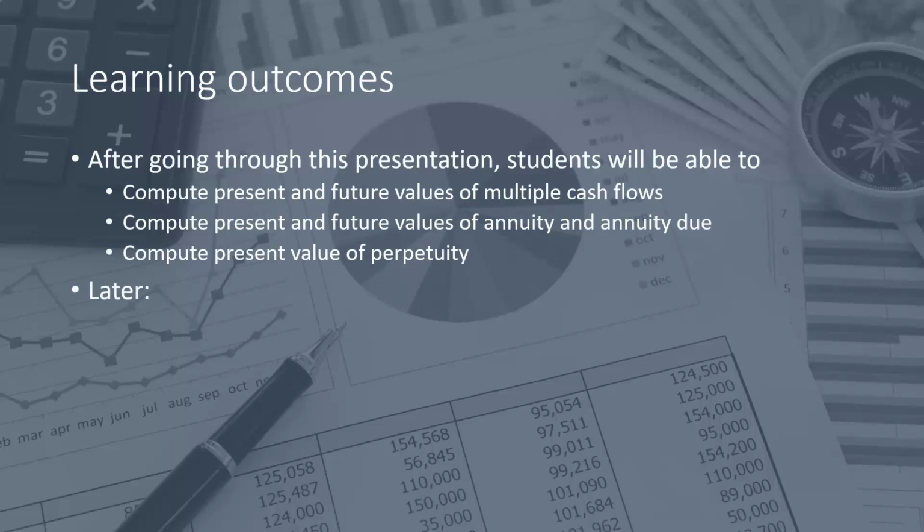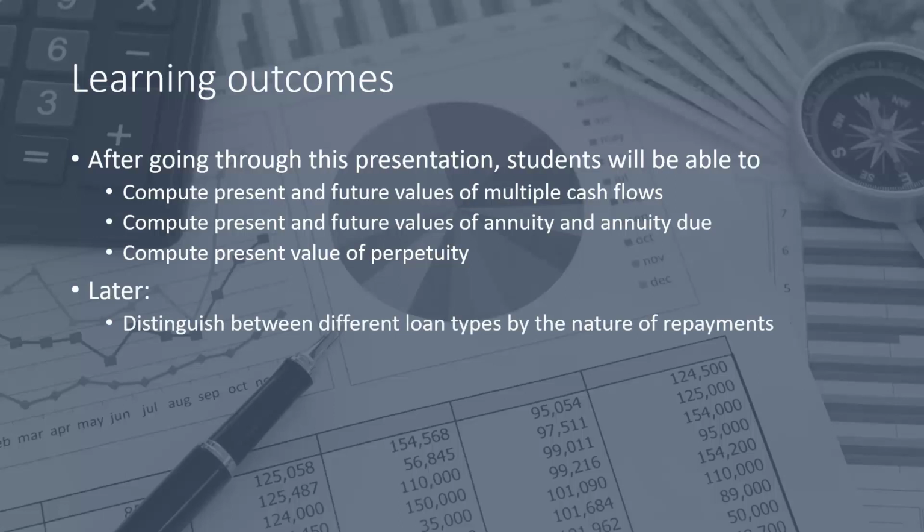And then in the subsequent presentation, we'll distinguish between different loan types and compute the interest and the nature of repayments on those loans. Finally, we'll relax the assumption. So far, our compounding period is the same as each intermediate period. But what if compounding happens in between the years? We'll have to find out an equivalent annual rate and an annual percentage rate. We'll compare and contrast those and find out how they make life even more interesting with compound interest.